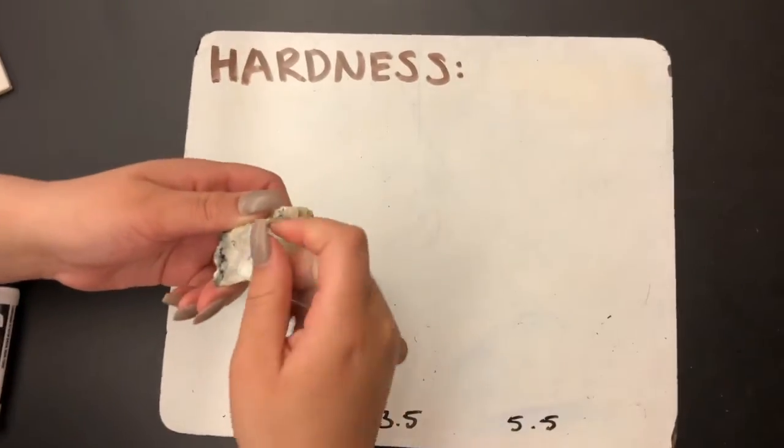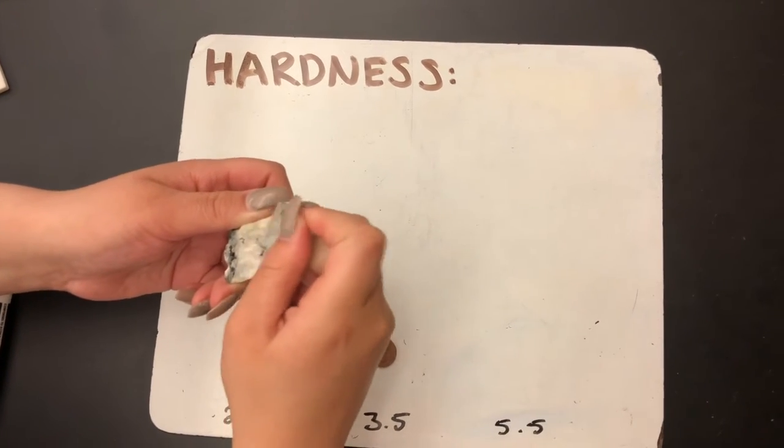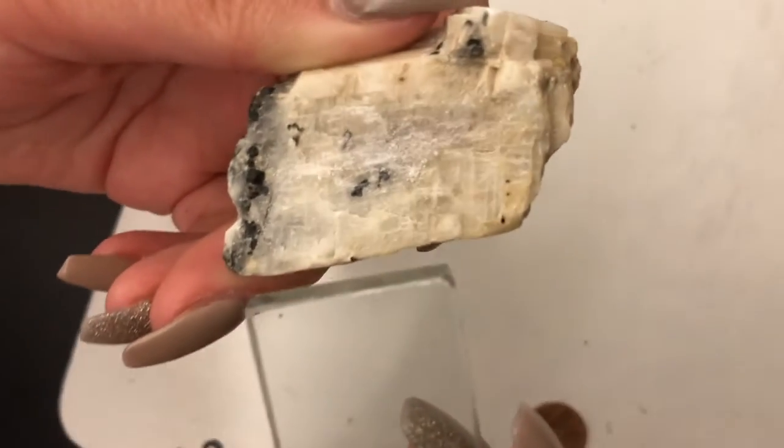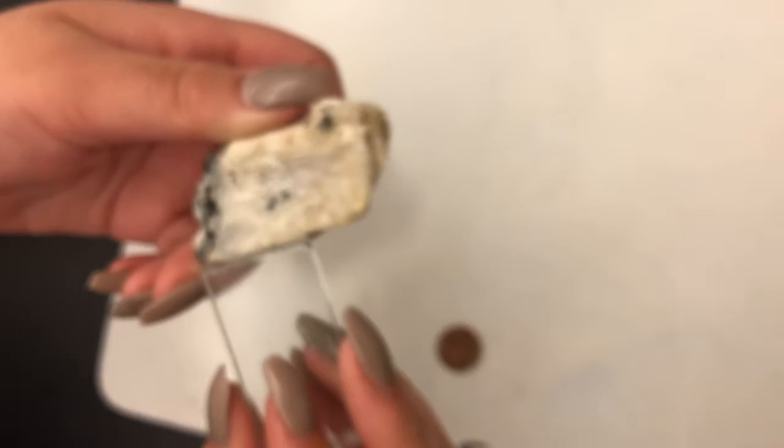We do not need to test with the glass slide, as we already know it will scratch the mineral since it is harder than the penny, but we will anyways. And as expected, the glass slide also scratches the mineral. This mineral is harder than 2.5 but softer than 3.5.